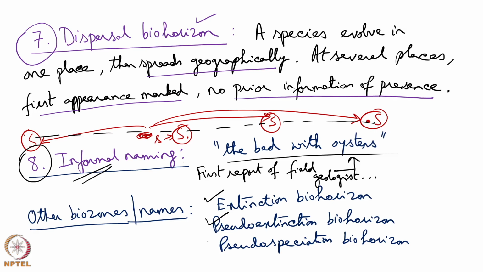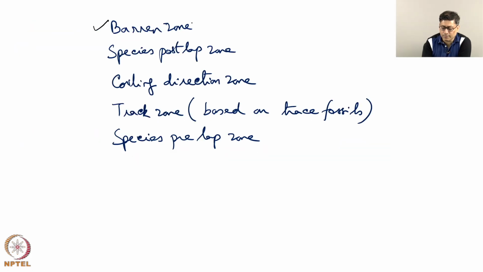Now there are other biozones or names that I am not covering here: extinction biozone, pseudoextinction biohorizon, pseudospeciation biohorizon, the barren zone, that means there is no fossil, completely barren, that can be correlated, species postlap zone, coiling direction zone, track zone based on the trace fossils, footprints or tracks, some organism moved, some burrowing organisms' movement, burrowing examples, and species prelap zone.